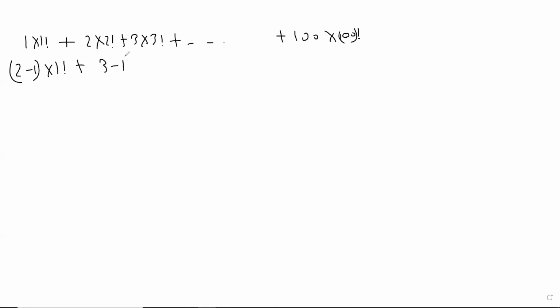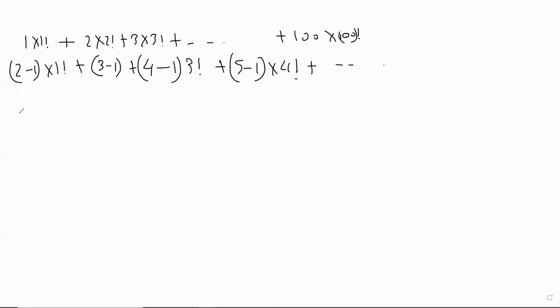You write this as 3 minus... wait. You would want to get a 3, right? So you write it as 3 minus 1. This is right. And then you write it as 4 minus 1 times 3 factorial, and then maybe 5 minus 1 times 4 factorial, and so on.